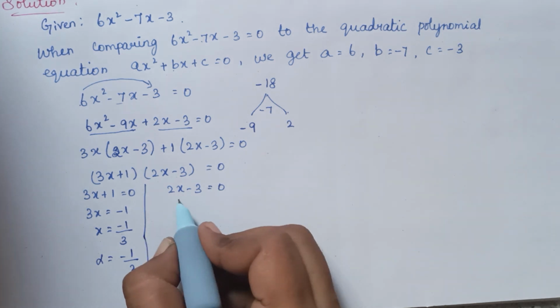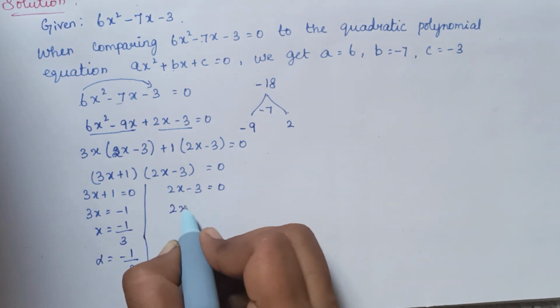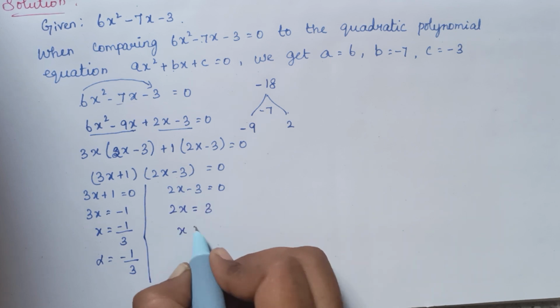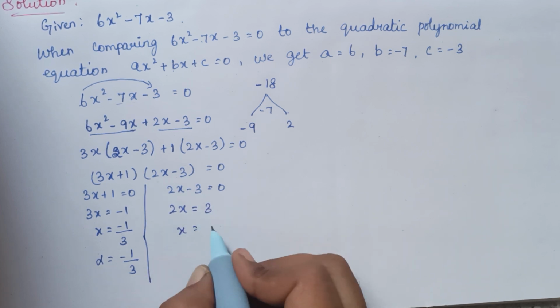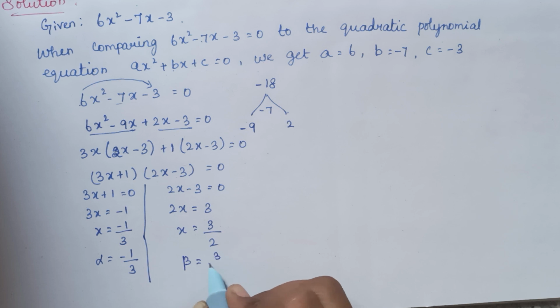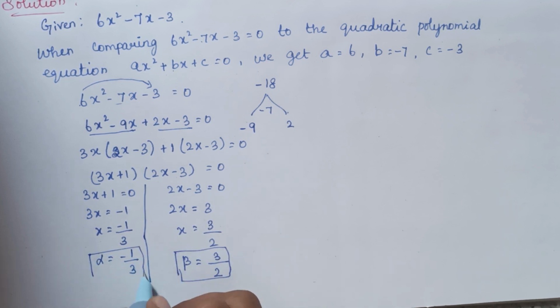Okay. Now come this side. So 2x is equal to minus 3 come this side as plus 3. So x is equal to, so 2 is in multiplication come this side as division. So x is equal to 3 by 2. So that is beta is equal to 3 by 2. So we found the value of alpha and beta.